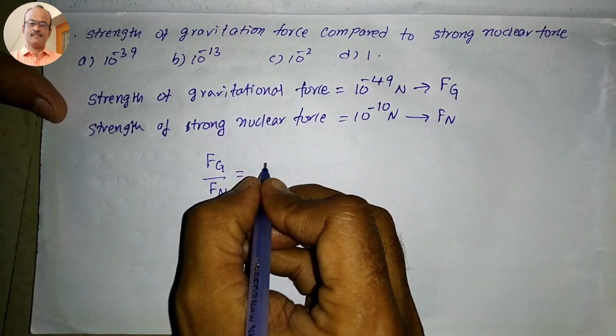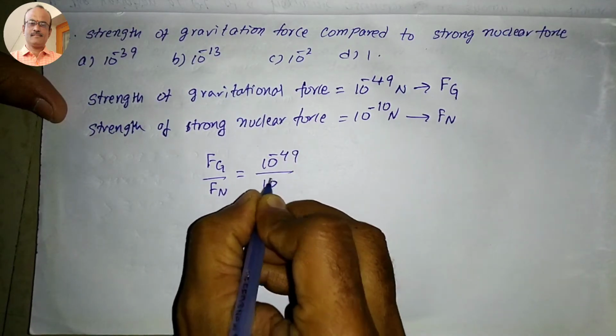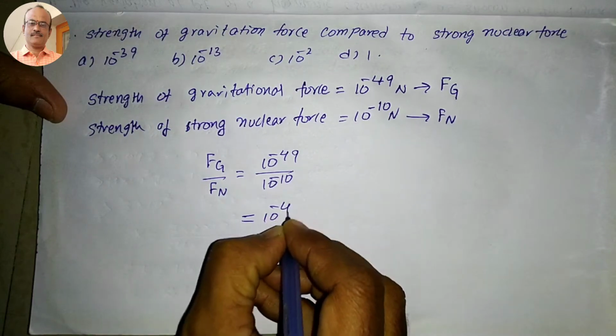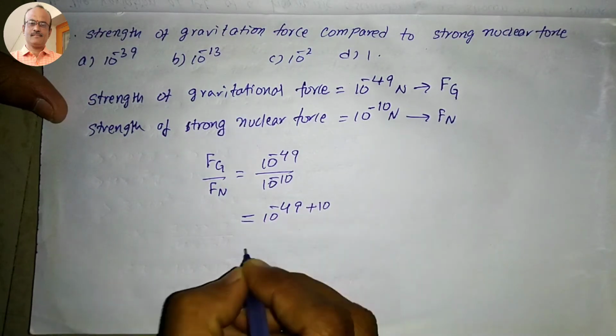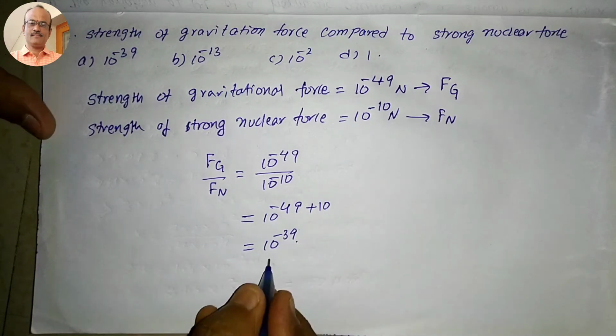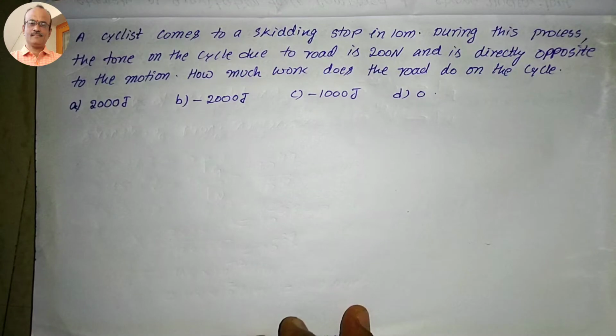So Fg, how much here? 10 to the power of minus 49 divided by 10 to the power of minus 10. So here 10 to the power of minus 49 plus 10 is equal to 10 to the power of minus 39. So which option is correct here? Option A is correct.